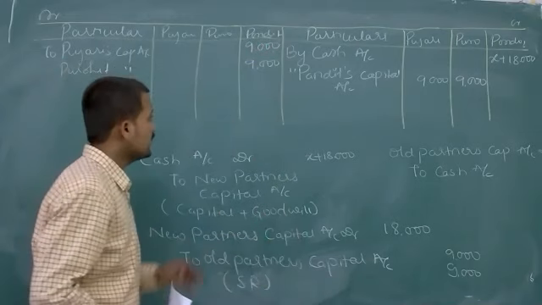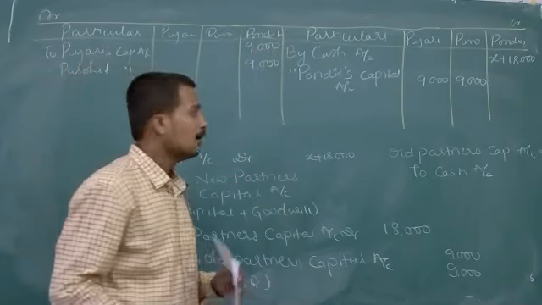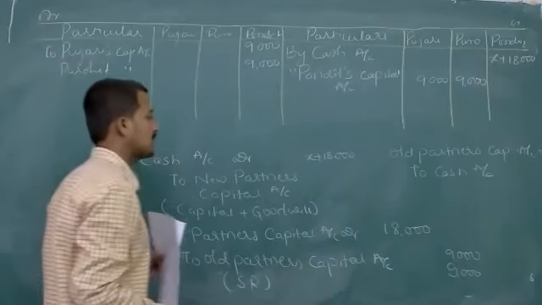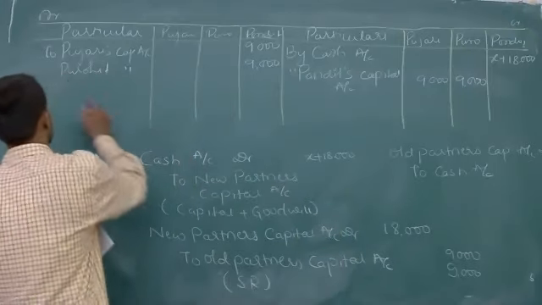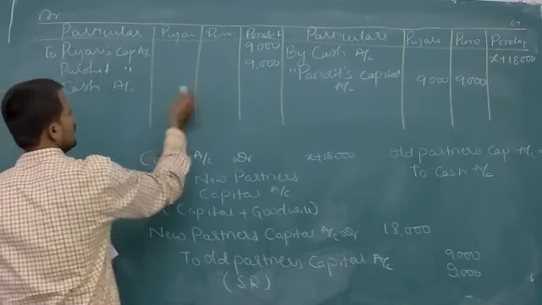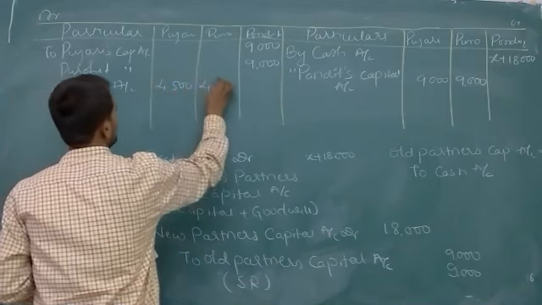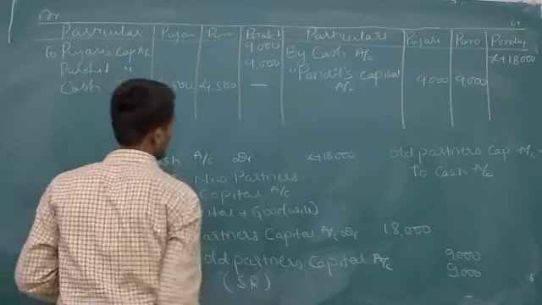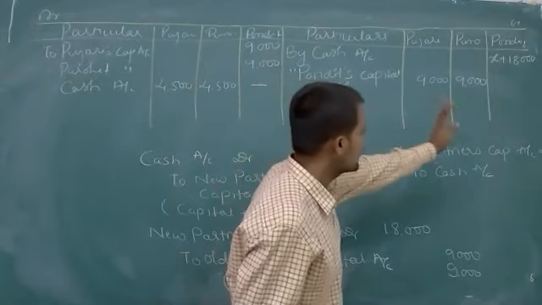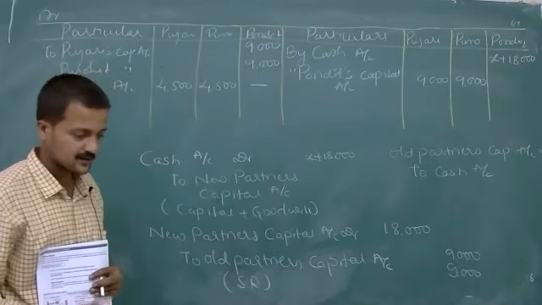And when this amount is withdrawn by the partners, we pass the journal entry old partners' capital account debit to cash account. So here it will be to cash account. Half is withdrawn, so it is 4,500, 4,500 and dash. This is how it is shown in the partners' capital account. I hope you are clear with this.